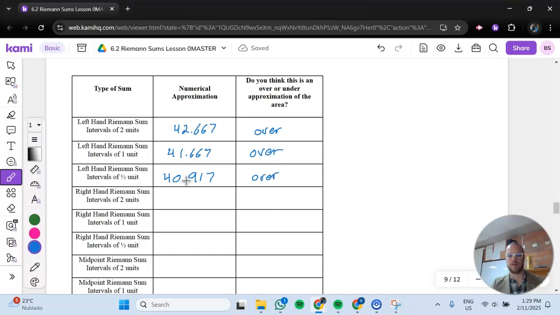Now for all of those, we had said those were over approximations. Every single one of them included too much. When we switched to the right-hand ones, when we had a unit width of 2, we had 34.667, 37.667, 38.917. This is just me copying all the data we just did. And for each one of them, we had said it was an under approximation. We included less than we actually needed to.